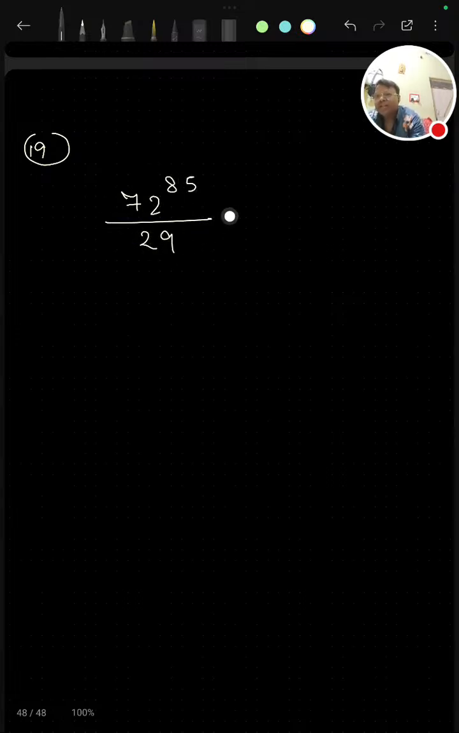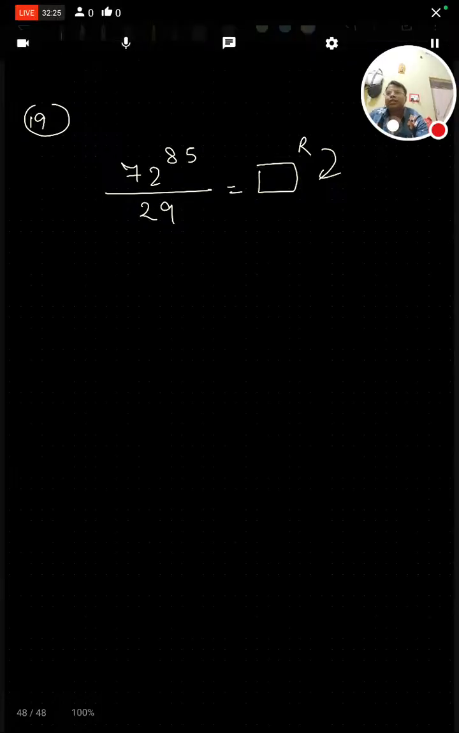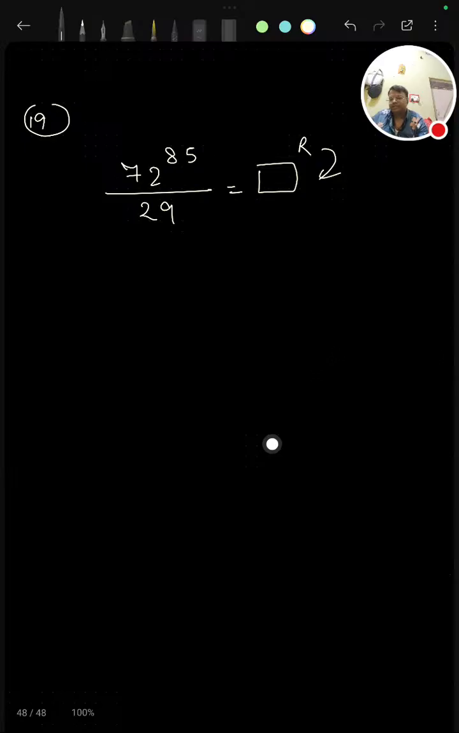Next question, you have to solve it now. Next question is 19. 72 to the power 85 divided by 29. What is the remainder? How can you solve it? Clear? You can see that it is a very easy question.